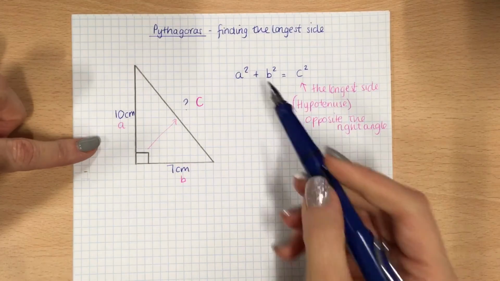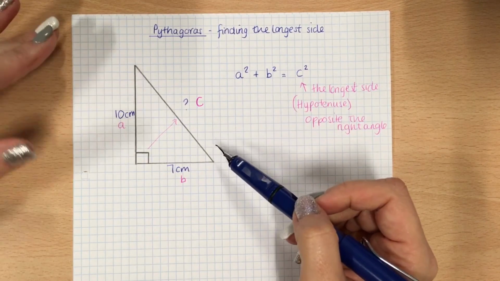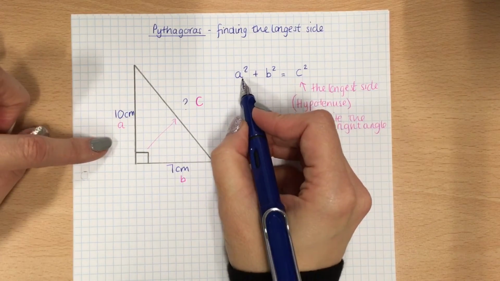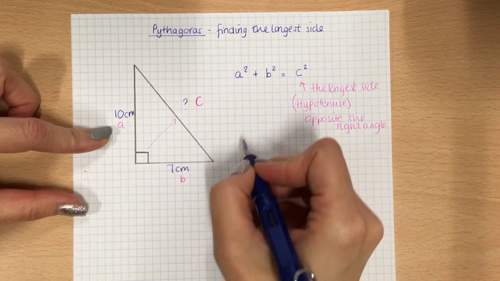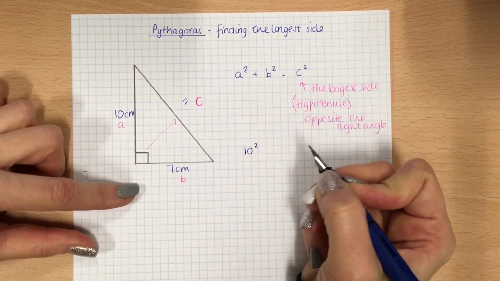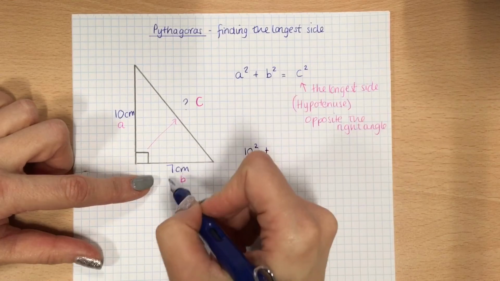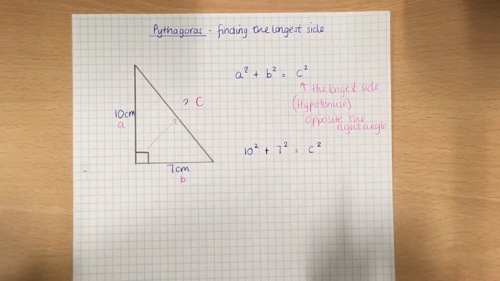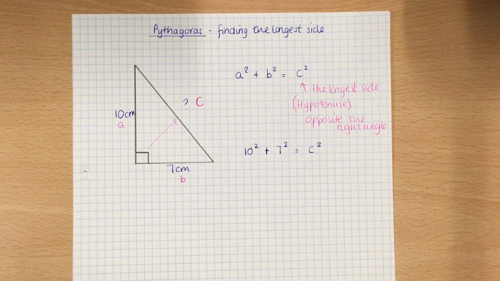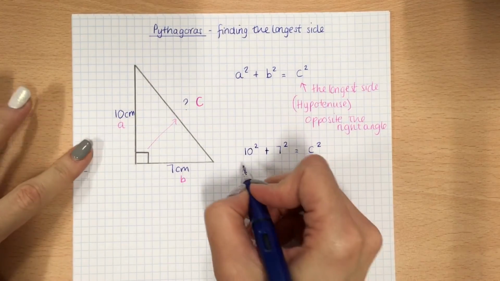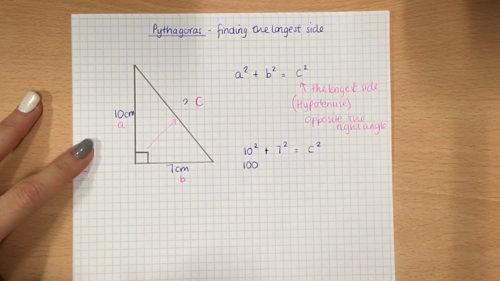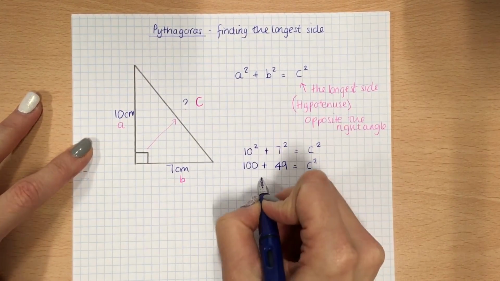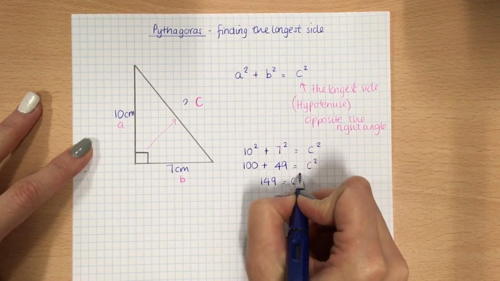Okay, so all I need to do now is substitute in the information that I know into this formula. So if it's a squared, I know that a is 10. So I'd write 10 squared, okay, plus, now b squared, so b is 7, so it'd be 7 squared, and that equals c squared, because that's the one we're working out, so we don't know it yet. Okay, so 10 squared is 100. And I know that 7 squared is 49, so that equals c squared. So 149 is c squared.